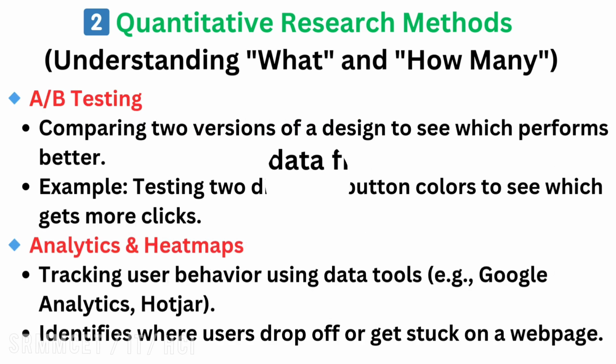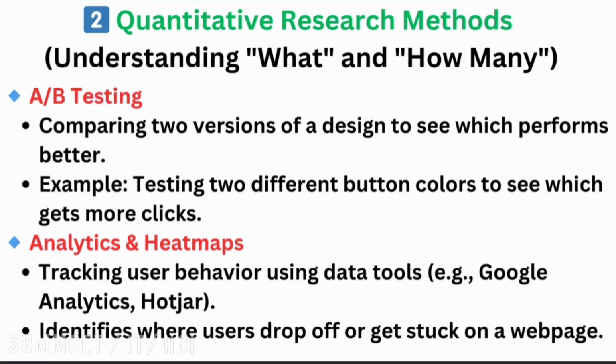Next one in the quantitative research method is A/B testing. So what is the meaning of A/B testing? Comparing two versions of a design to see which performs better, so that we can analyze and get a more appropriate result. Here A/B testing is a really well talented technique, so that we can compare ourselves with others and improve ourselves a lot.